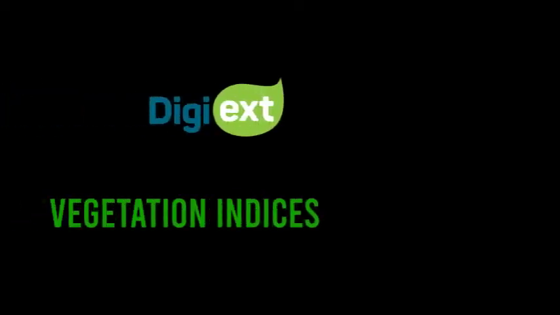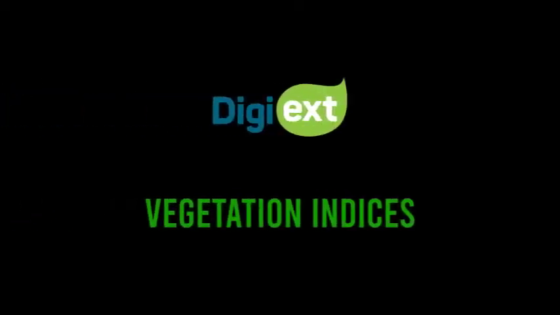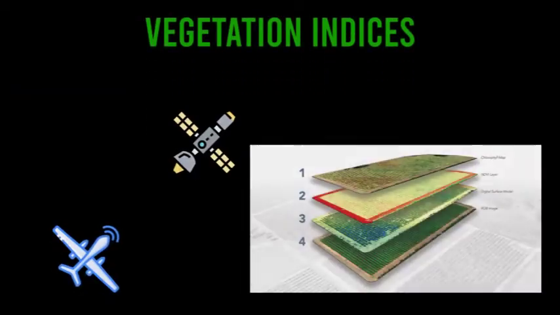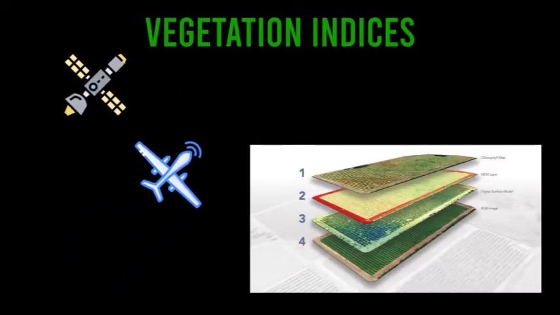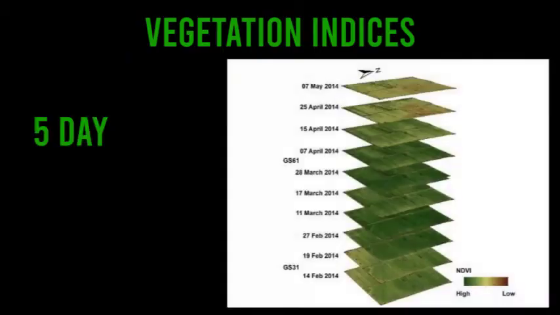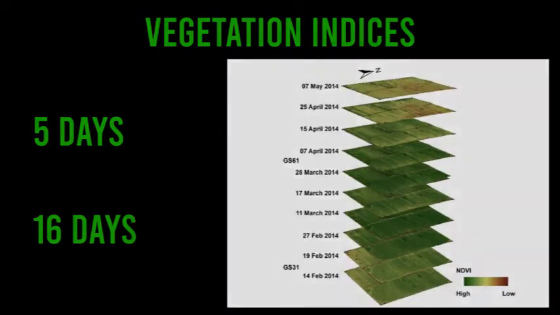The spread of digital technologies in farms has led to an increasing use of vegetation indices, such as NDVI. Vegetation indices are calculated from data collected using drones or satellites. Commonly used satellites have regular acquisition intervals, such as 5 days or 16 days, so indices are available for multiple dates in the same season.